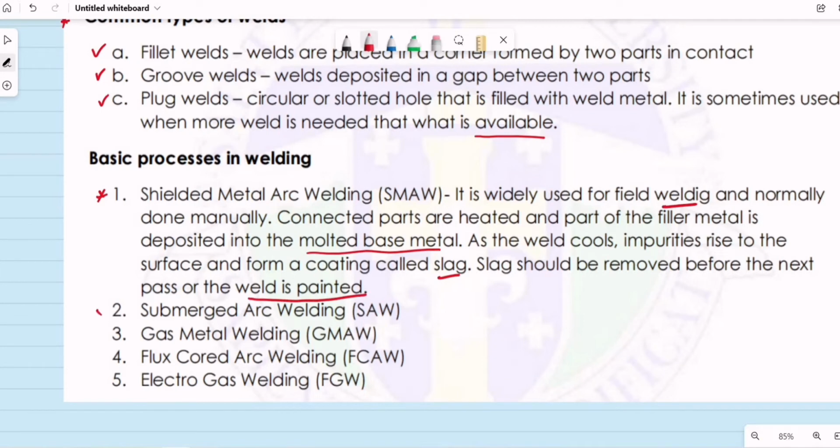Number 2, we have the submerged arc welding. Number 3, the gas metal arc welding. Number 4, we have flux cored arc welding. And number 5, we have the electrogas welding.